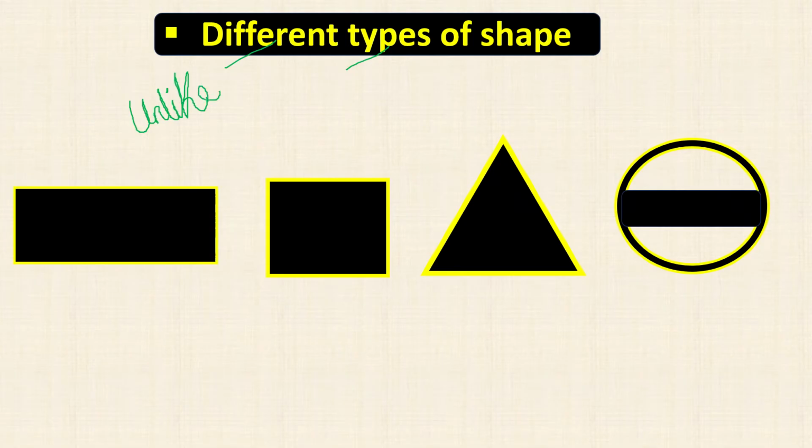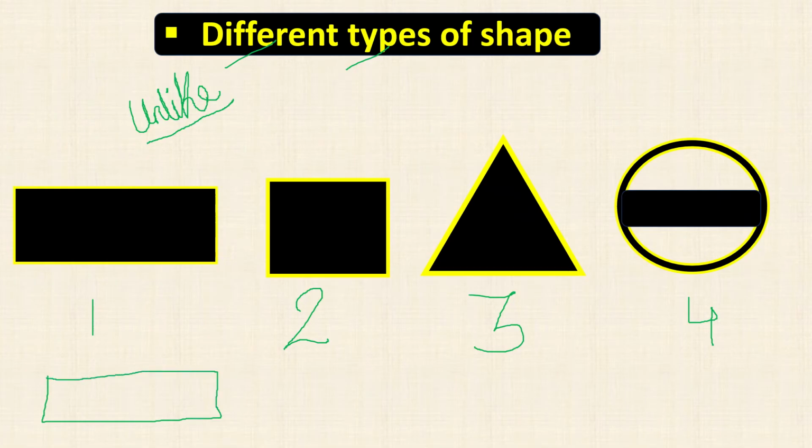Clear? Unlike means not equal. Here are four images. Okay, first one, second one, third one, and a fourth one shape. Here a fourth shape.